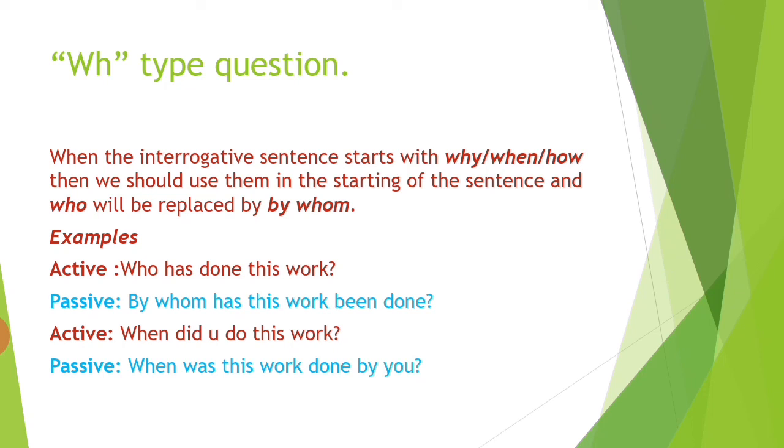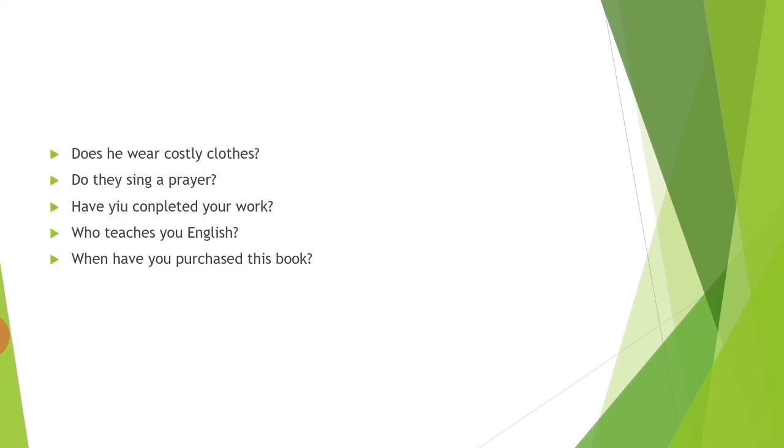See another example. When did you do this work? So very first we will put the WH word, that is when. When, then we use the helping verb. So this is the past tense. So what helping verb will come? When was this work done by you? Now children, we will do the practice with these examples. You have to convert these sentences into passive voice.